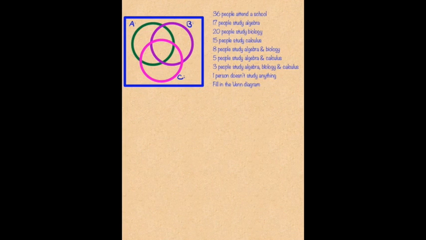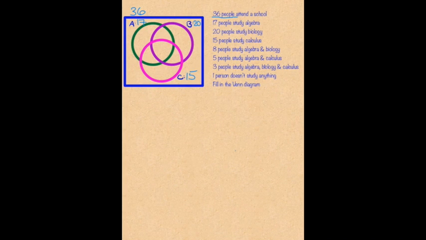Okay, now I'm going to show you how to fill in a Venn diagram. So if we have 36 people in our universe, we would put that outside the box, outside the rectangle. That will be important. So imagine 17 people study algebra. We'll call the universe 36 people, so students. 17 will study algebra. 20 will study biology. 15 calculus.